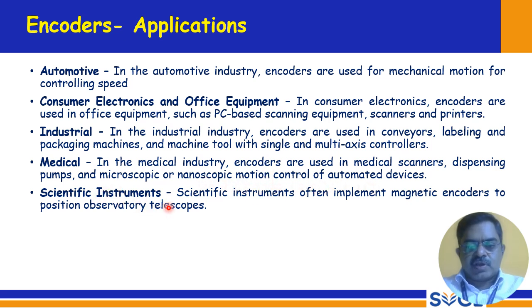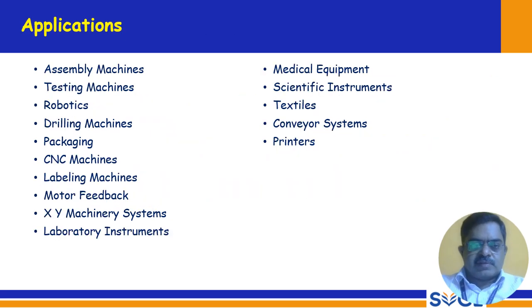Scientific instruments often implement magnetic encoders to position observatory telescopes. And applications wise, if you see, assembly machines, testing machines, robotics, drilling machines, packaging, CNC machines, labeling machines, motor feedback, X-ray machinery systems, laboratory instruments, medical equipment, scientific instruments, textiles, conveyor systems, printers, and so on. There are so many applications.